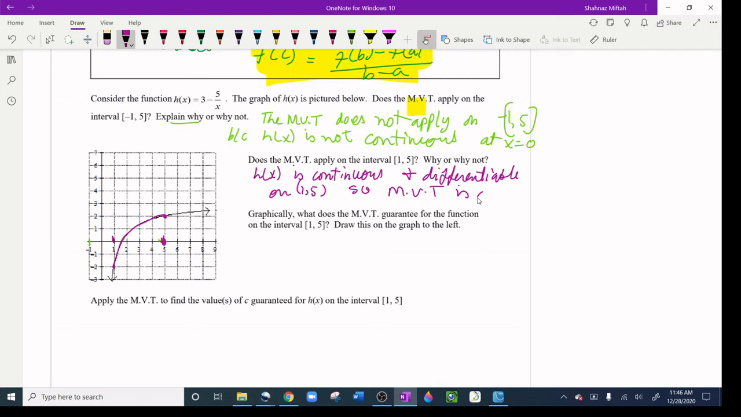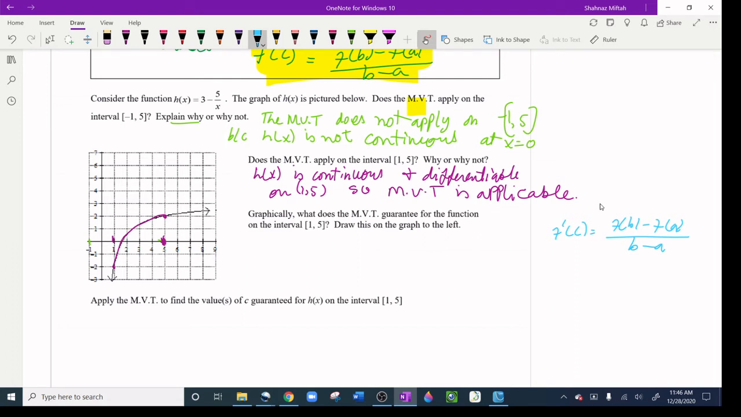Okay, let's try this one. Graphically, what does MVT guarantee for the function on the interval 1, 5? Draw this graph to the left. When it's applicable, we are actually looking for c, right? And at c, f prime c is equal to f of b minus f of a over b minus a, like a secant slope equal to tangent slope. So let's try and draw this. At x between 1 and 5, let's draw a tangent line. Here we go, tangent slope.